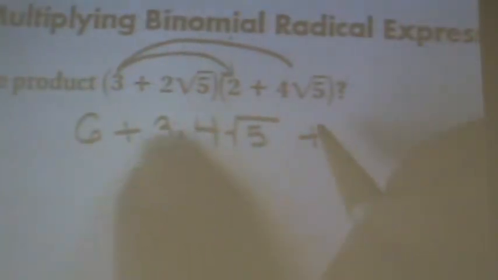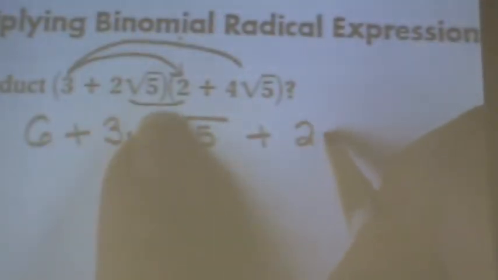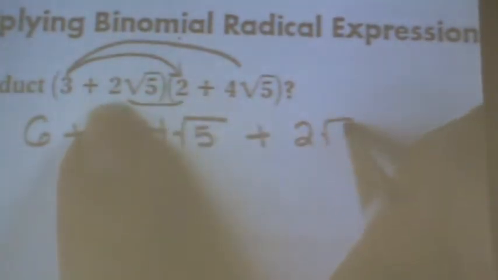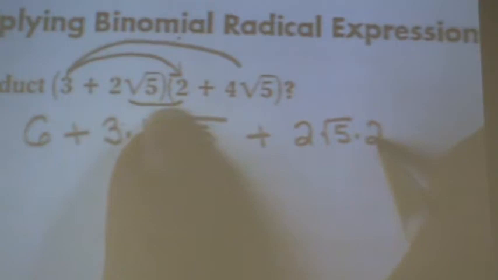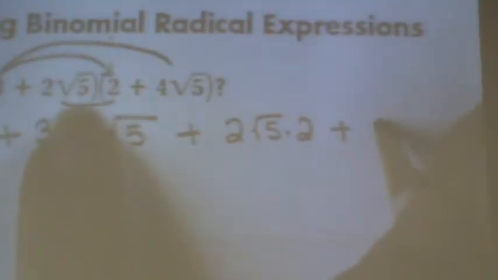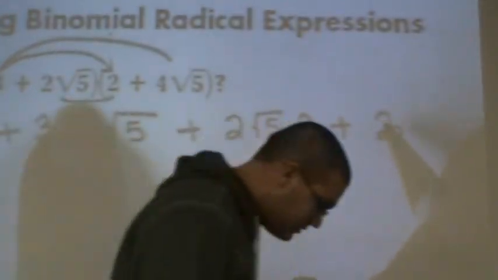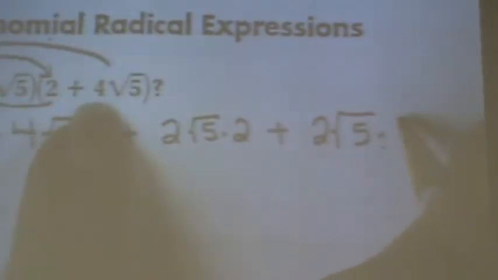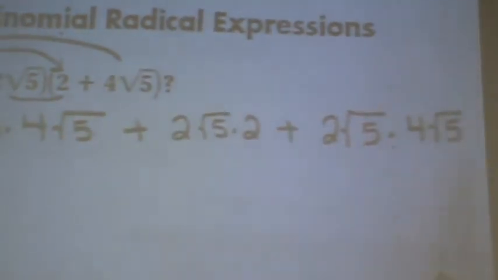Plus the inners. 2 times, now you could do 2 root 5 times 2. We'll simplify it after. Plus 2 root 5 times 4 root 5. We're taping, guys.